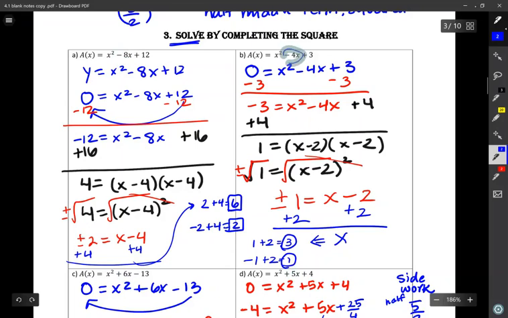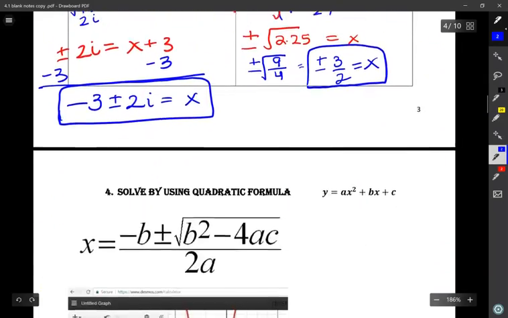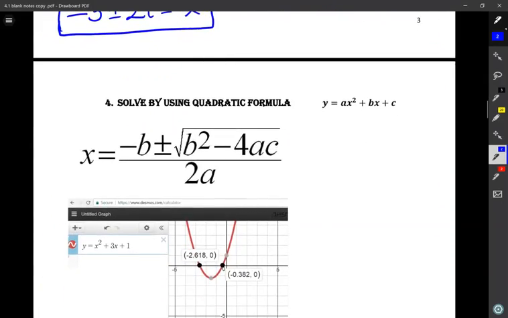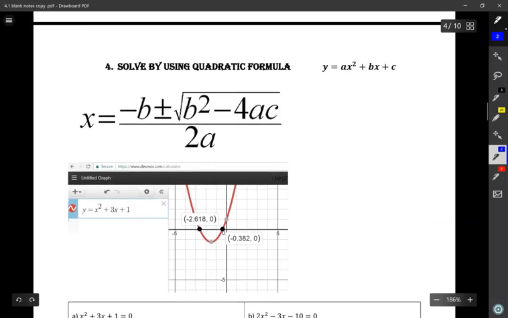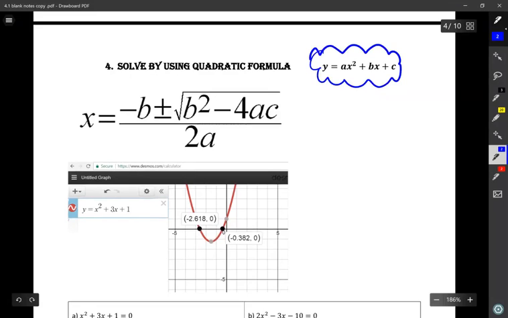And then there are some problems where none of those methods work. Well, if none of those methods work, they came up with a formula. It's called the quadratic formula, and you will have to know that. So if you have a quadratic equation in standard form, y equals ax squared plus bx plus c.